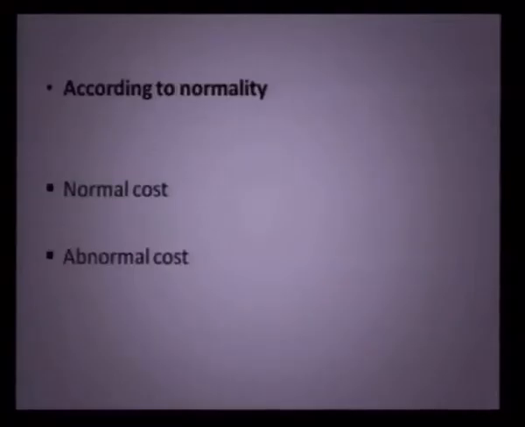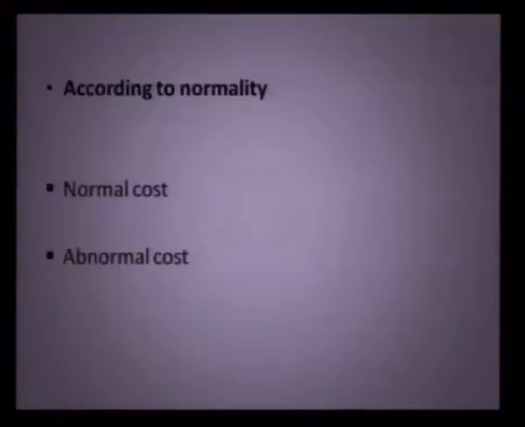Cost is also differentiated on the basis of normal versus abnormal. The cost which occurs in normal circumstances, we call normal cost. And sometimes there are some abnormalities in life. So all cost over and above normal cost we call abnormal cost.